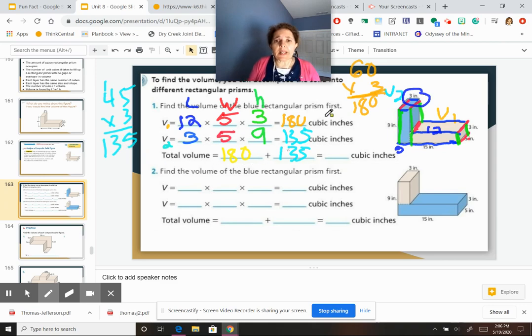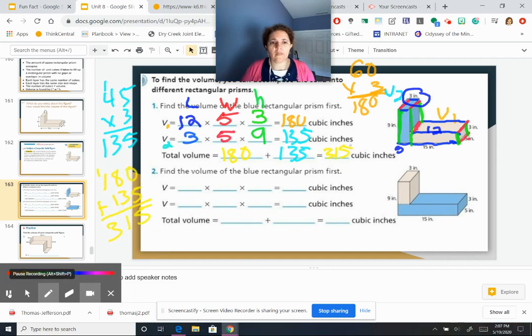Now I just simply add together. I've got to take the 180 plus the 135 to get my total cubic inches for this composite shape. So go ahead and add 180 plus 135, then come back to me. All right, if you got 315, you'd be correct. I did 180 plus 135. 5 plus 0 is 5. 8 plus 3 is 11. Carry my 1. 1 plus 1 is 2, plus 1 is 3. 315. So 315 cubic inches.